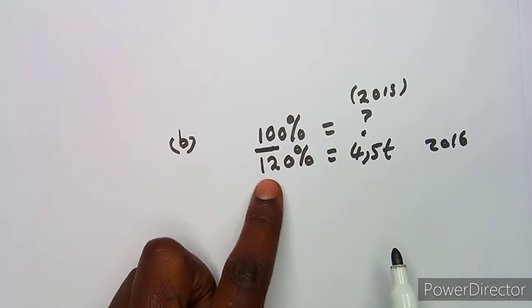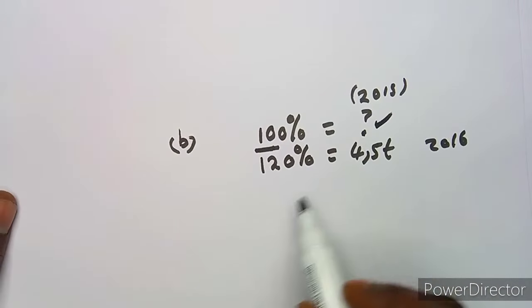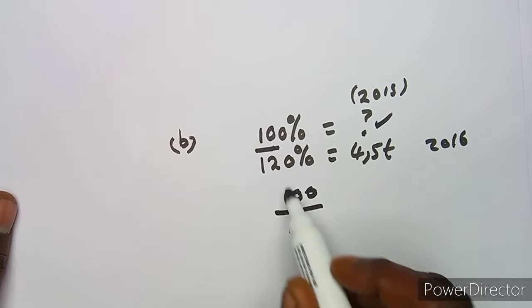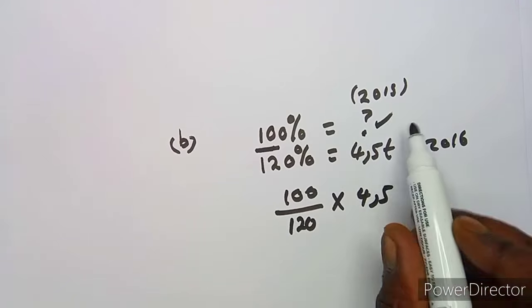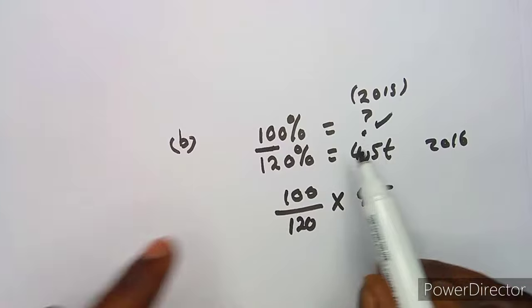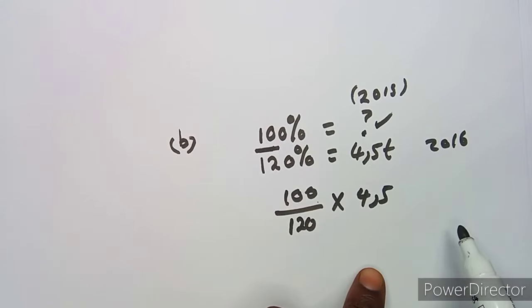Then an increase you add. If it was a decrease, you subtract. So definitely we want to find this 100. So it's 100 over what we are given, 120 times 4,5. Whether this is more or less, that one does not matter. What you want is what you write on top. So 100 over 120 times 4,5.